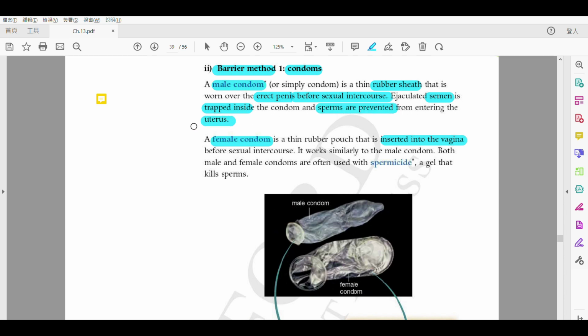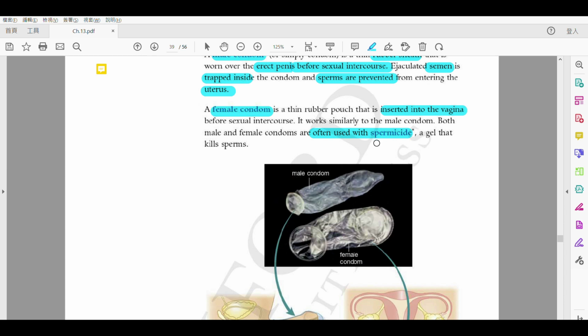Sperms are prevented from entering the uterus. A similar thing happens with the female condom, because you put this female condom into the vagina before sexual intercourse, so the semen will also be trapped in the female condom. Another thing is that they often have a spermicide, which kills sperm. So they have this spermicide on the condom. Therefore, this spermicide will kill all the sperms there.